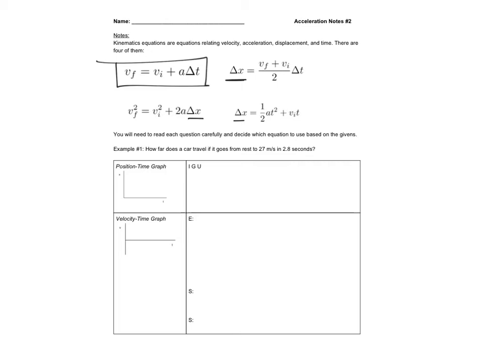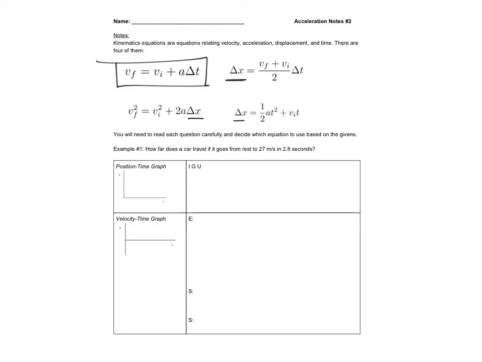And when you read each example question, you're going to have some given information. You're going to need to take that given information and match it with an equation. And we're going to do this by reading example problem 1. It says, how far does a car travel if it goes from rest to 27 meters per second in 2.8 seconds? And we're going to use the GUESS method just as always.